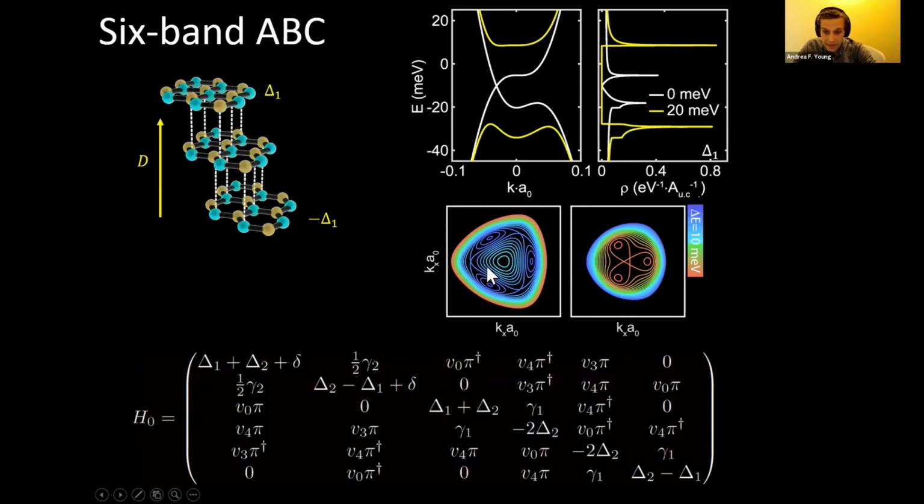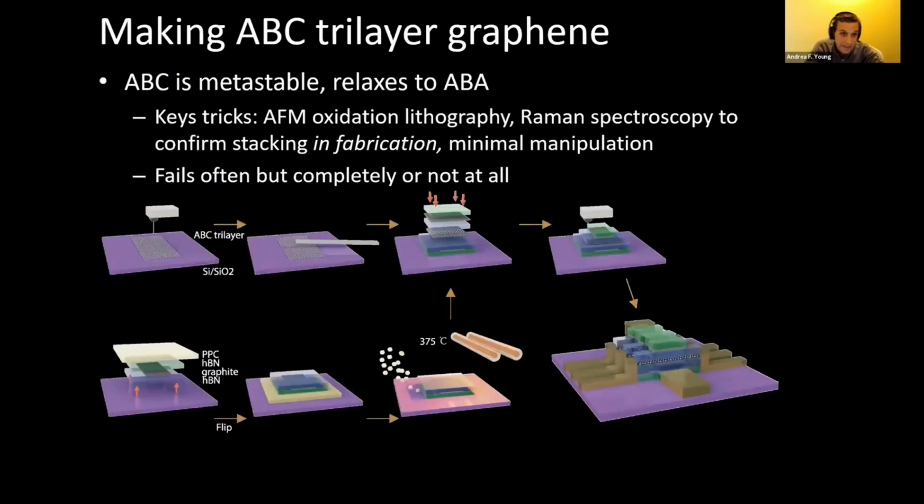You get some kind of complicated fermiologies at low densities for electrons and holes, but basically it's a high density of states. Okay, so that's what we're going to look at. So to make these samples, for the interested, it's kind of interesting.